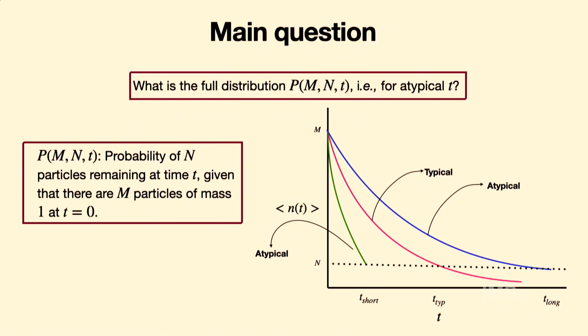Okay, so the main question we are asking is this. Look at this plot here. It's a plot of the mean number of clusters. What is N of t? N of t is the number of clusters, which decays with time t. The red trajectory shows the typical way in which it decays. I've marked capital M and capital N on the y-axis. Capital M, as we said, is the initial number of monomers, which is just mass 1. And finally, whatever configuration we may get, we end up with N clusters. There will be a total of N clusters.